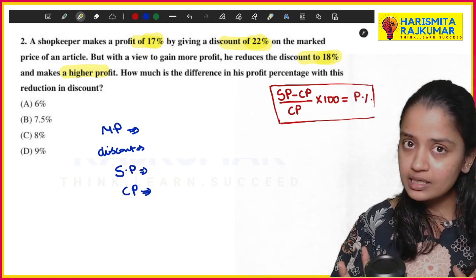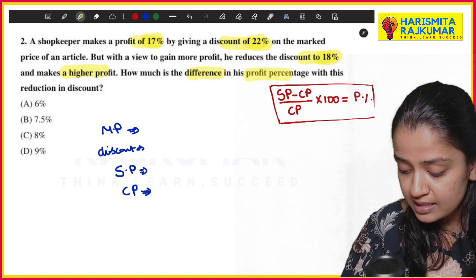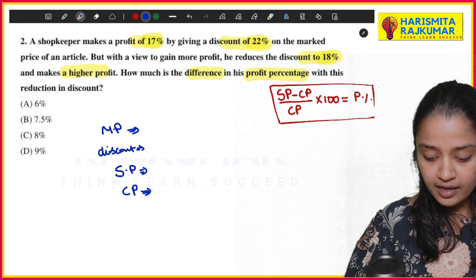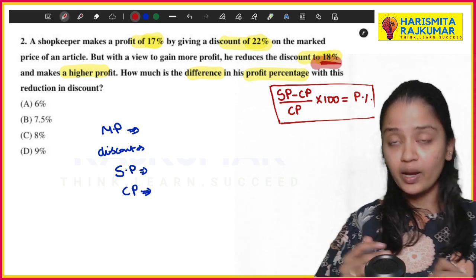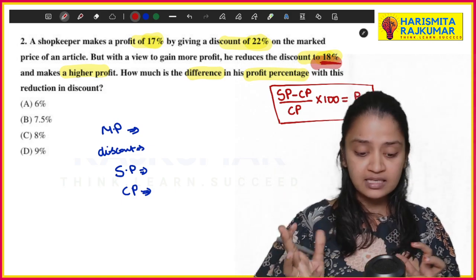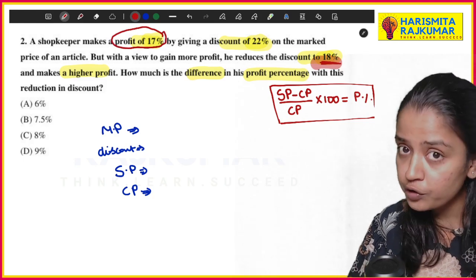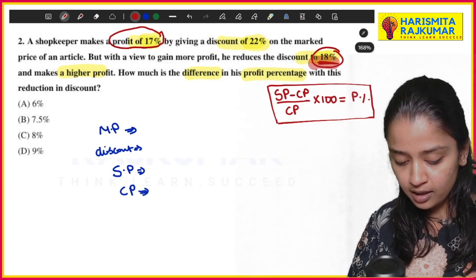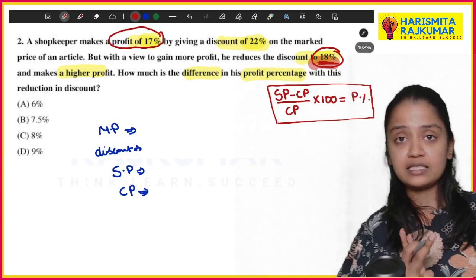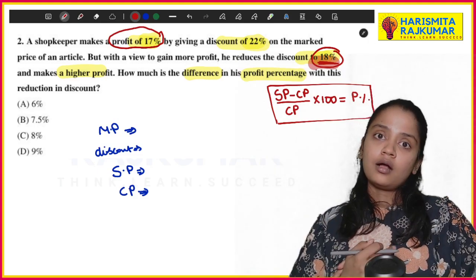Now what is the question? The difference in his profit percentage after reducing the discount to 18%. We know the first profit percentage, so what should we find? We have to find the profit percentage when 18% is given as discount, and subtract both. That is your question.